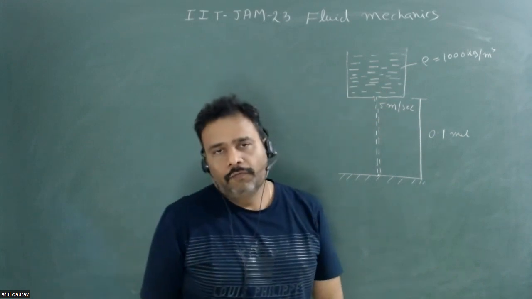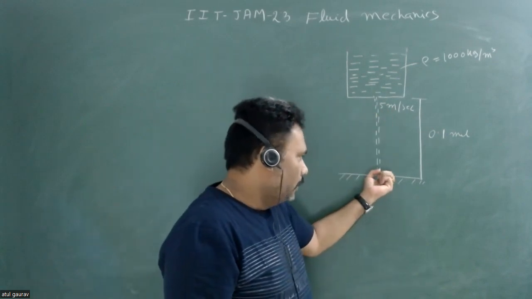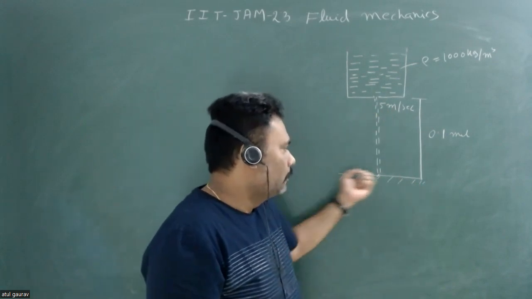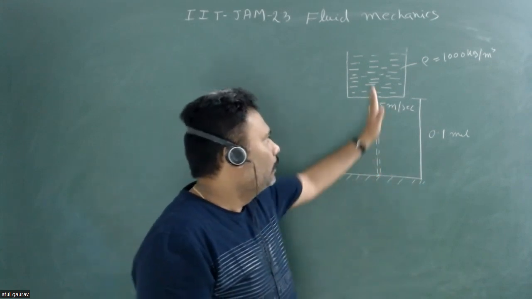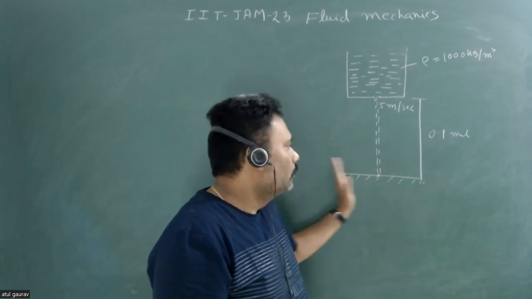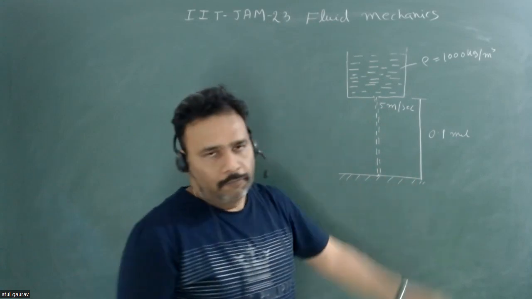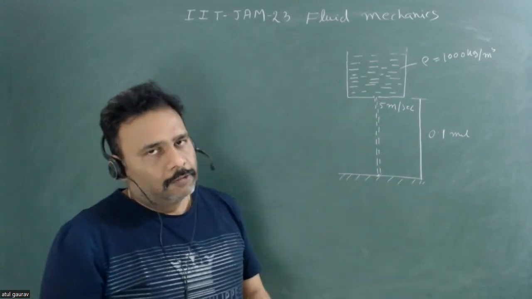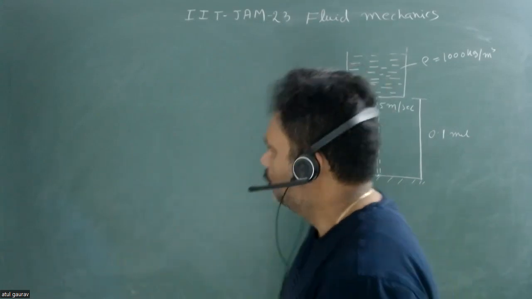So what we have to do is calculate the pressure exerted by water on this Earth surface. It is also given that the water will come down vertically and then spread out horizontally. So let's see how we can approach this problem.